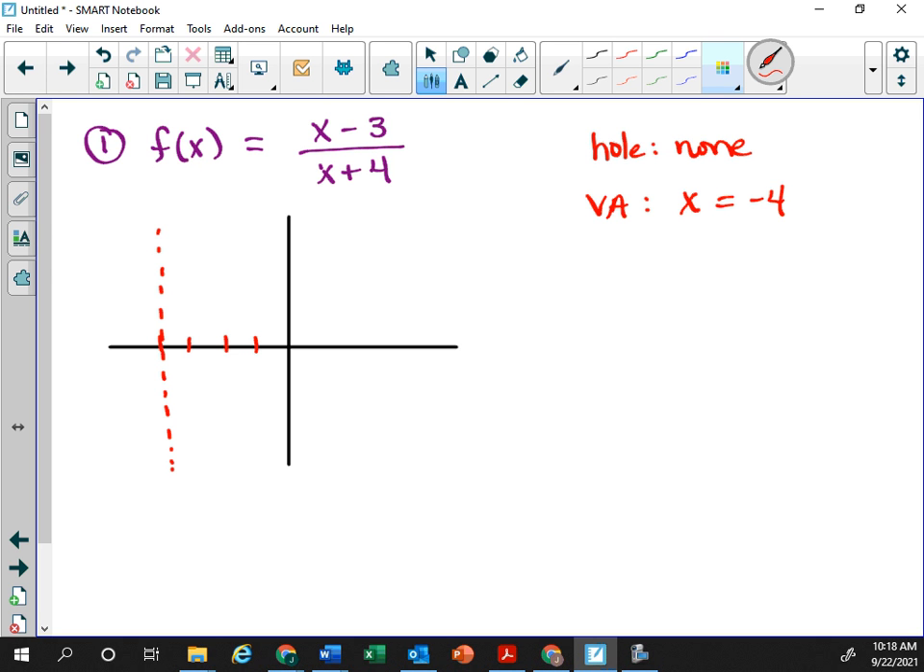Okay, do you think we have a horizontal asymptote or a slant asymptote? You can never have both of those, so horizontal, and what's it going to be? Y equals 1, good.